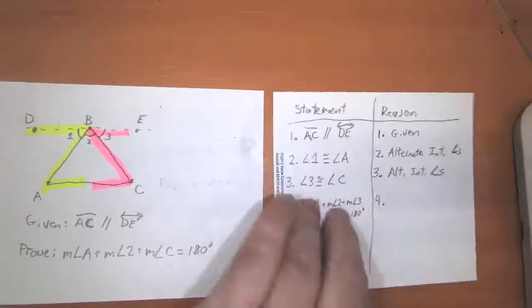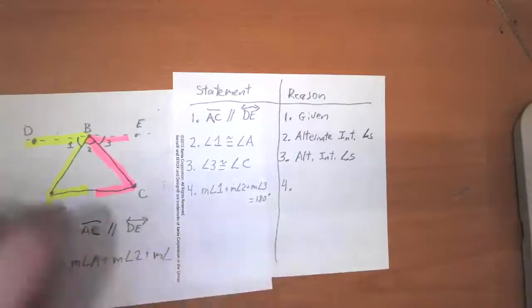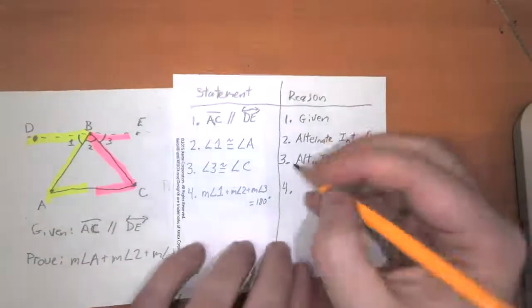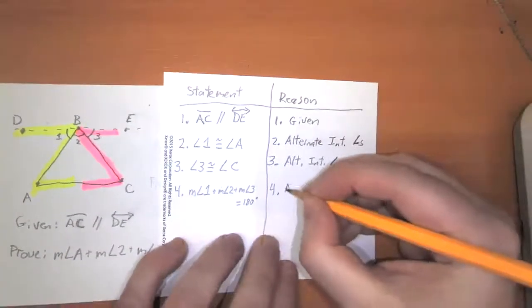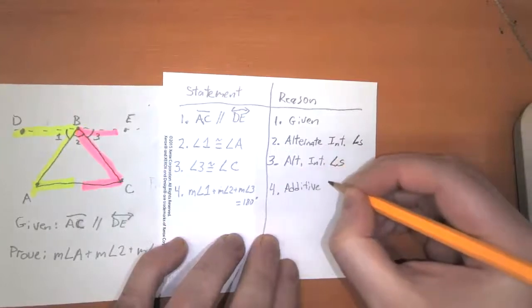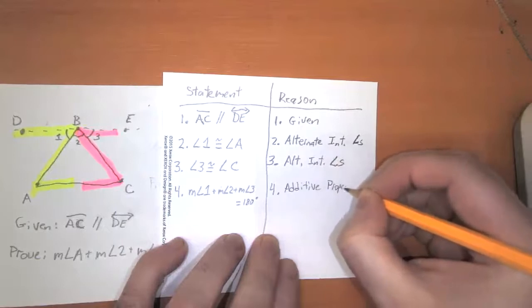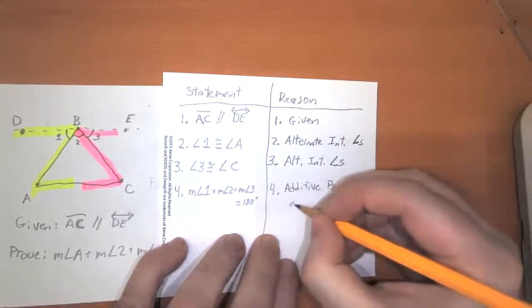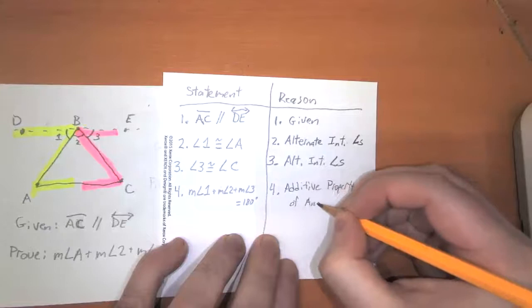And my reason for this, we haven't seen this reason before, so this will be something you'll want to pay attention to. I am going to say that this is the additive property of angle measures.